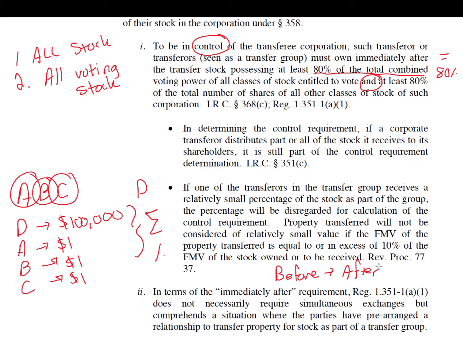But if D contributed property that had lurking gain, then yes, D would have to recognize the gain for only that 20%. But if all of them give something, then they all have 100%. You compare before to after.